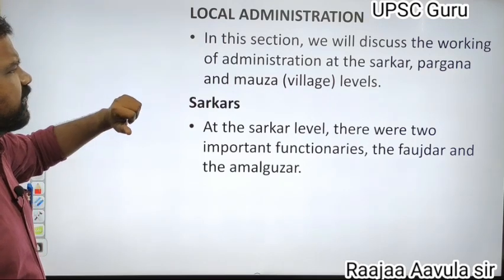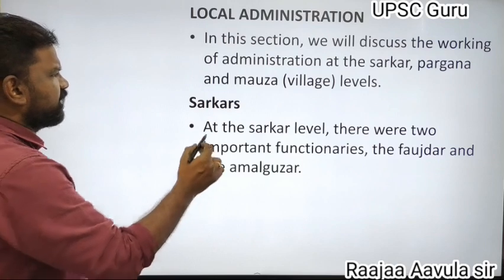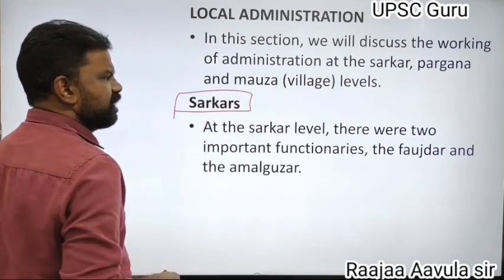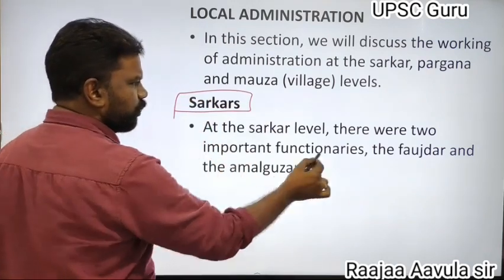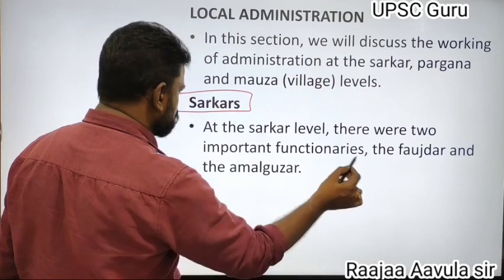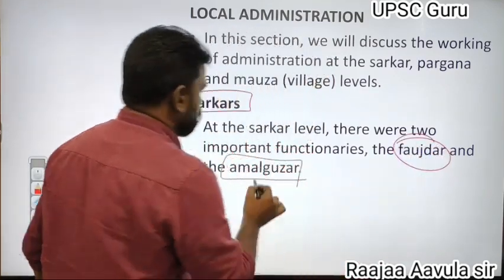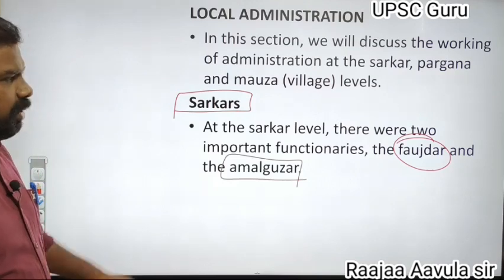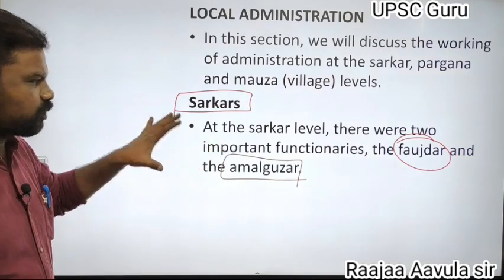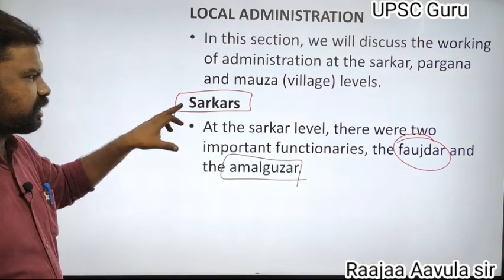So we will discuss the local administrative system down to the village level. First, the sarkars. At the sarkar level, there were two important functionaries, Fauzdar and Amalguzar. These were the two important officers under the sarkar level.